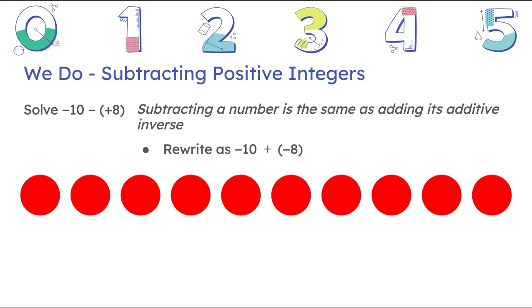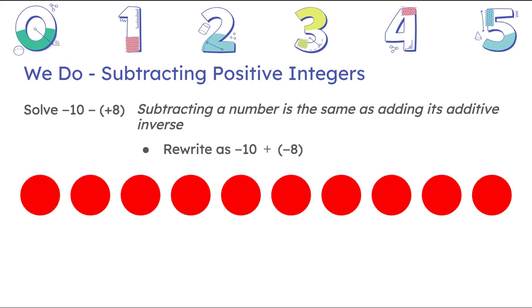Now we're going to apply our new concept. Subtracting a number is the same as adding its additive inverse. So let's focus on the operation here. We're going to change subtraction into addition. So we change the minus sign to a plus sign. Now we've covered the first part of the new concept by changing the operator symbol. And then we have to be sure that we switch positive 8 for its additive inverse, which is negative 8.